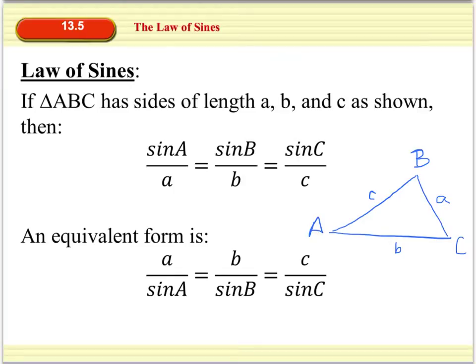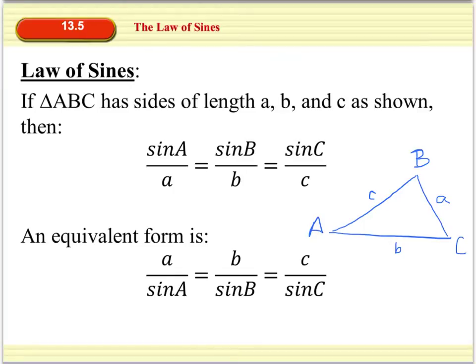So if we have these side lengths identified, then the law of sines says that I can take the sine of angle A divided by its side length and set that equal to the sine of angle B divided by the side length of b, which is also equal to taking the sine of angle C and dividing that by the side length of c. Now you don't need all three ratios. You only need two of the three to be able to solve for either a side length or an angle.